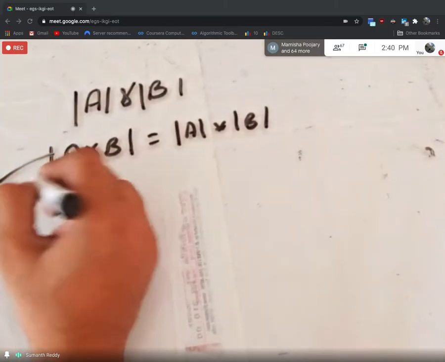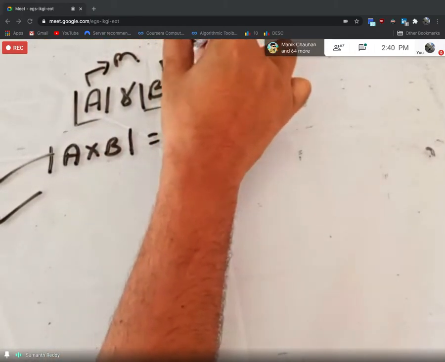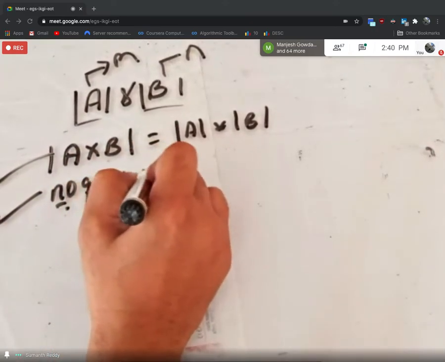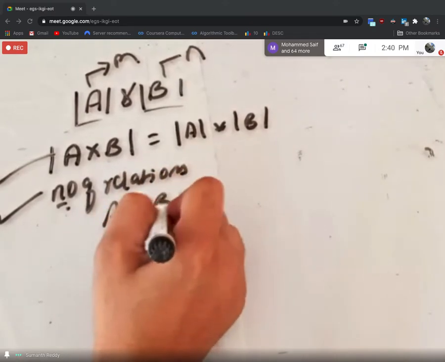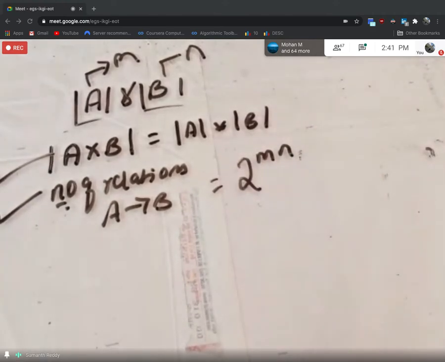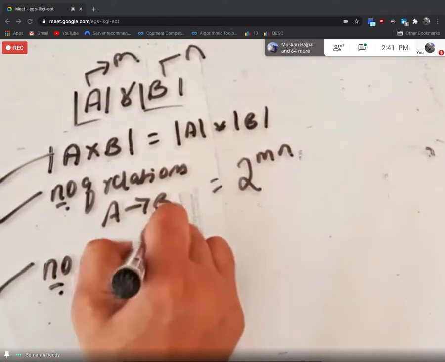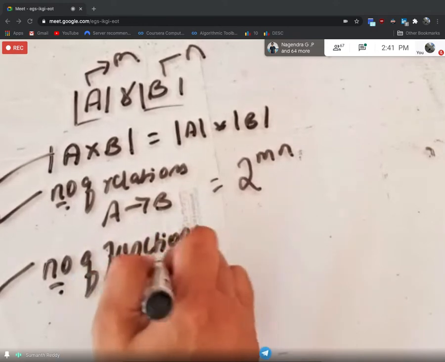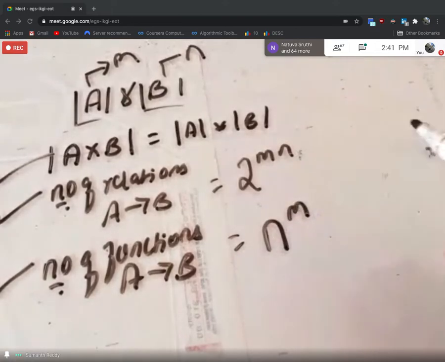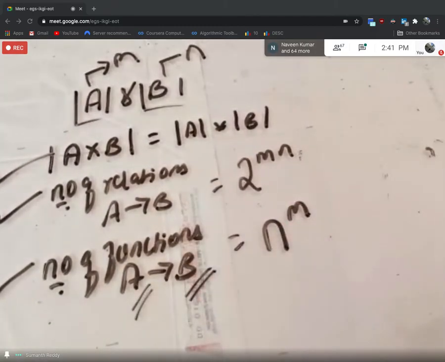And similarly, assume that the number of elements in the set A is m and the number of elements in the set B is n. Based on this, the number of relations that can be defined from A to B is given by the formula 2 to the power of m into n, right? Similarly, the number of functions that you can define from set A to set B is given by the formula n to the power of m, where n is the number of elements in the set B and m is the number of elements in the set A, right?